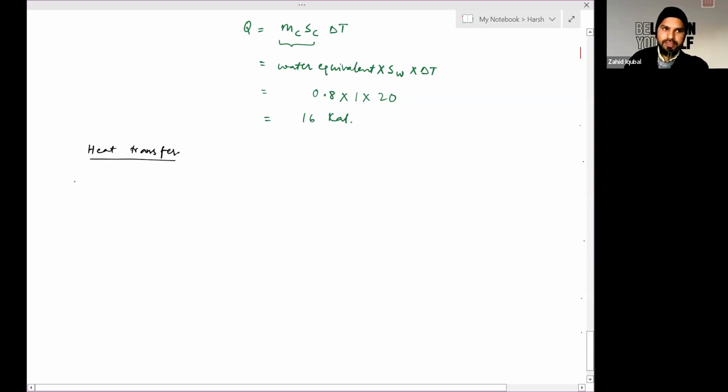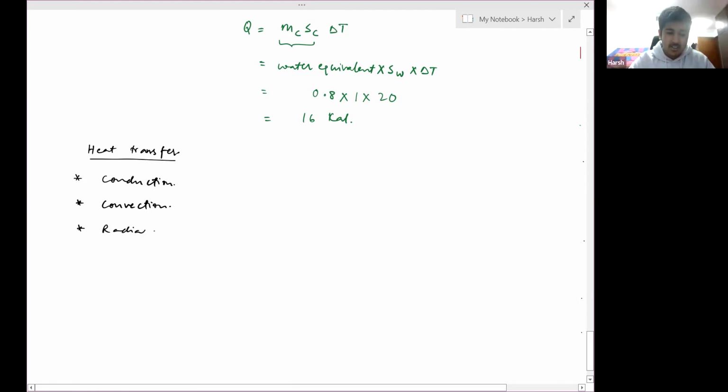There are mainly three different ways of transferring heat. First is conduction, second is convection, and third is radiation.